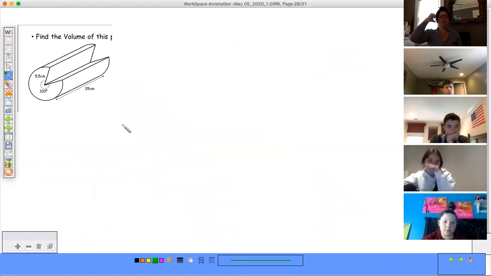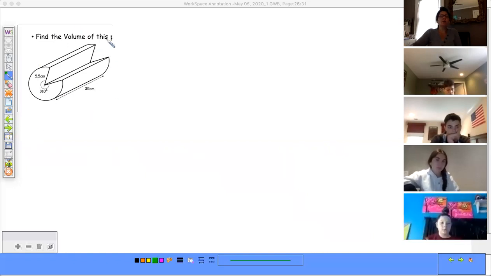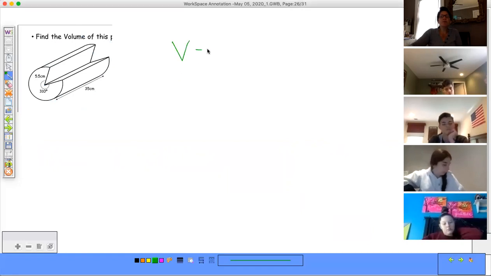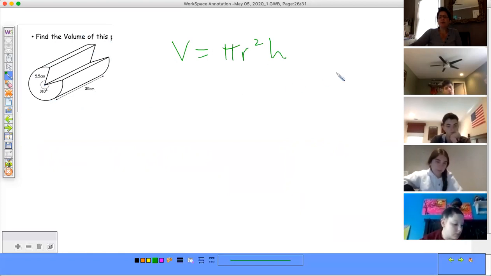So let's say that we want to find the volume of something like this. First of all, this represents part of a what? This looks like it's part of a cylinder. So we know the volume of a cylinder is pi r squared h. How come we know the volume of a cylinder is pi r squared h? Because that's the area of the circle times the height.